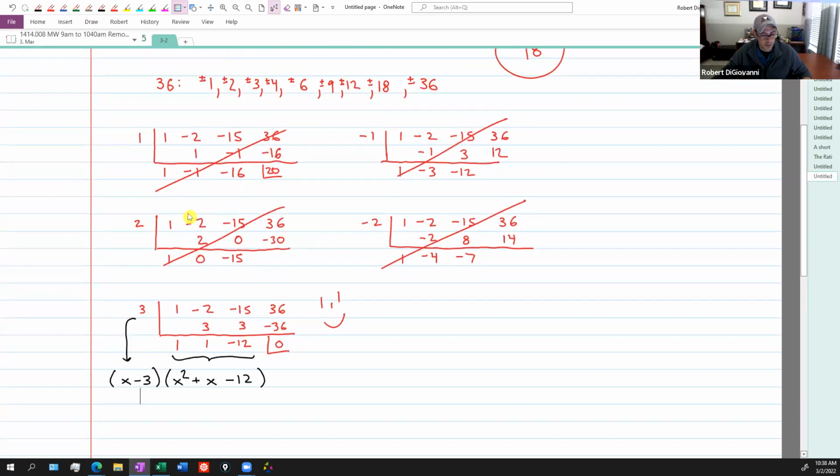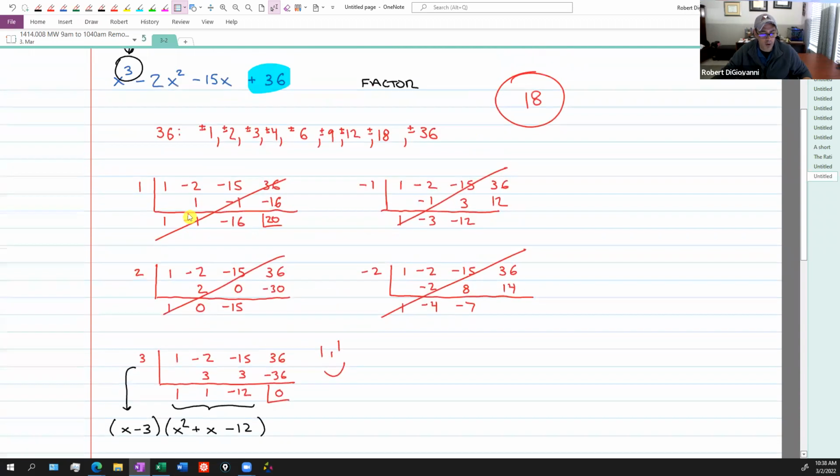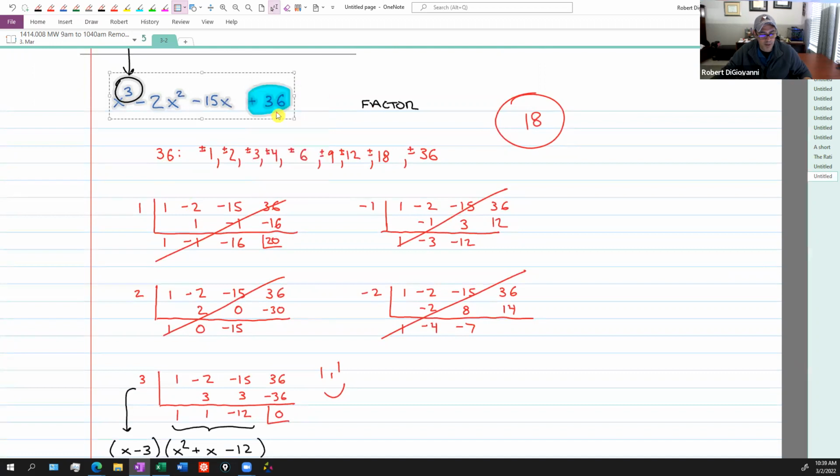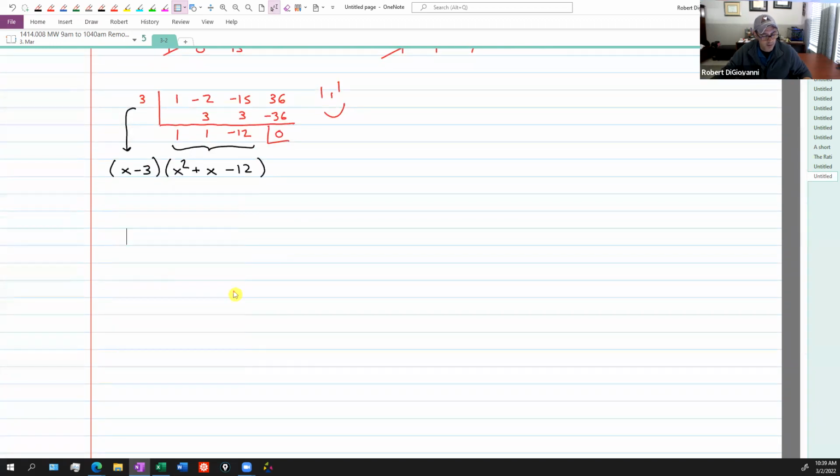So this is pretty incredible. What we've done is we've taken this expression here, this polynomial. This is where we were, right? We were looking at this and we were stuck. We were trying to figure out when it was equal to 0. But now what I know is that this is x minus 3 times x squared plus x minus 12, right?